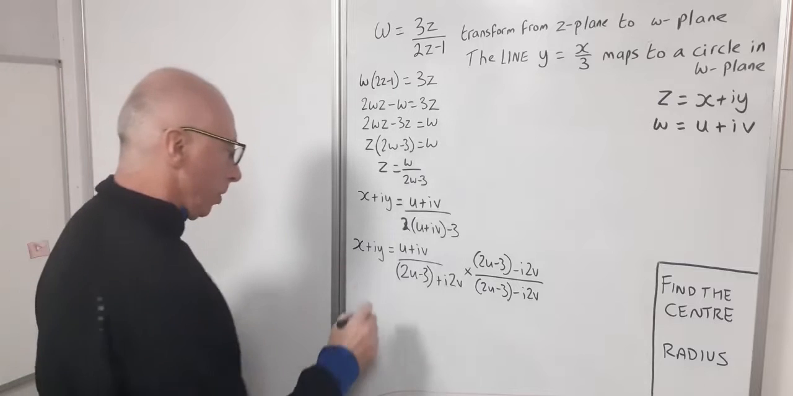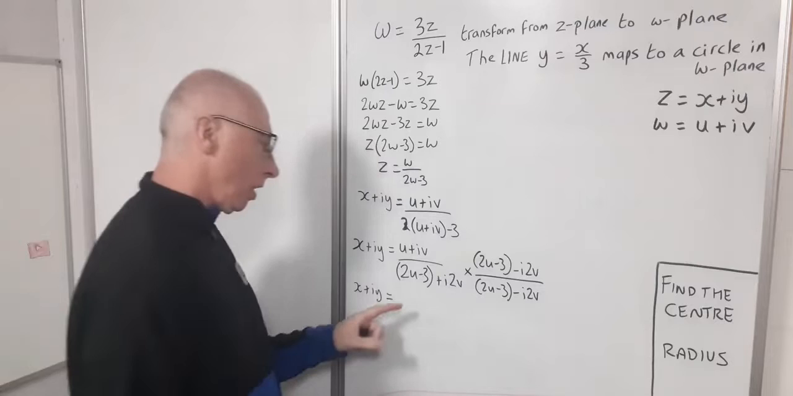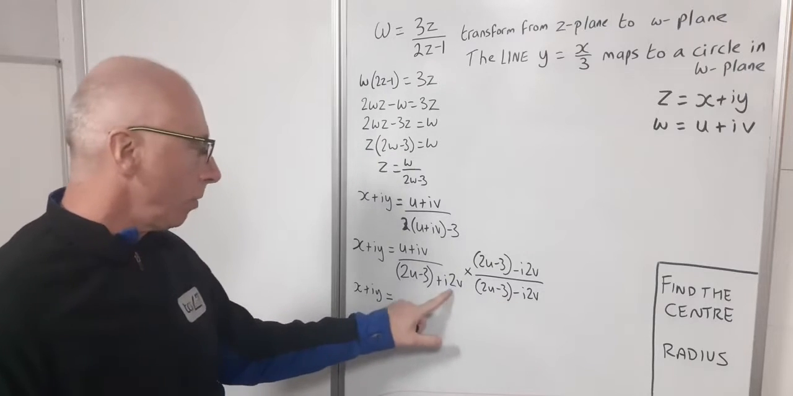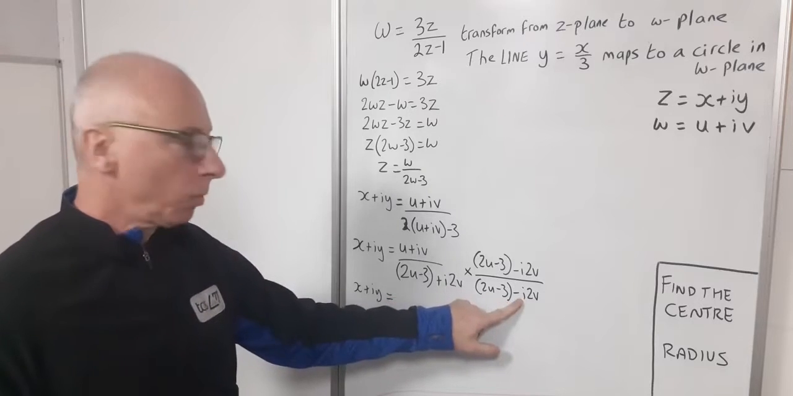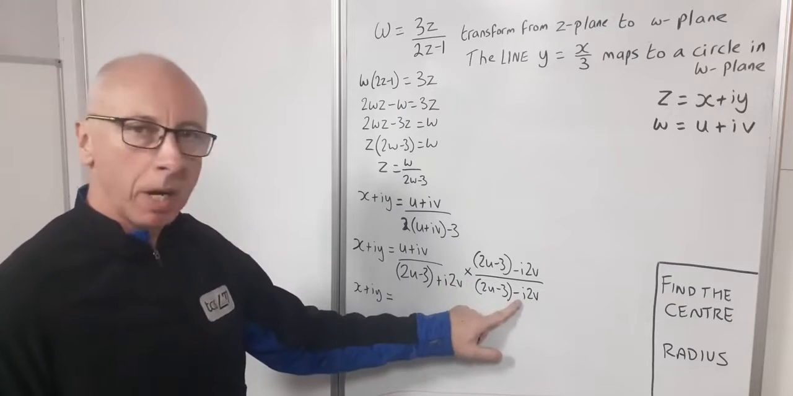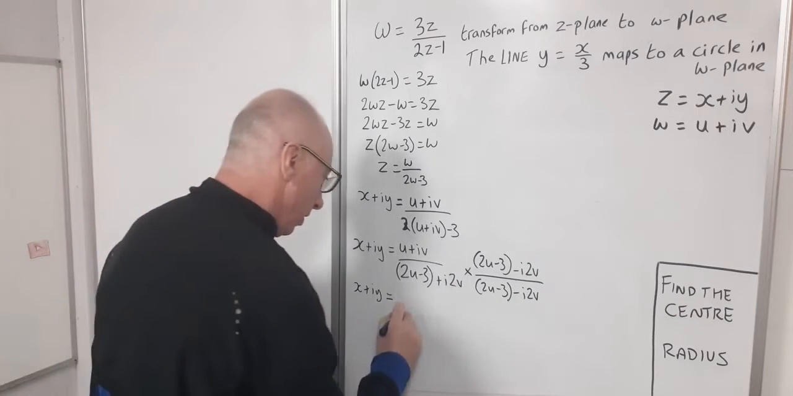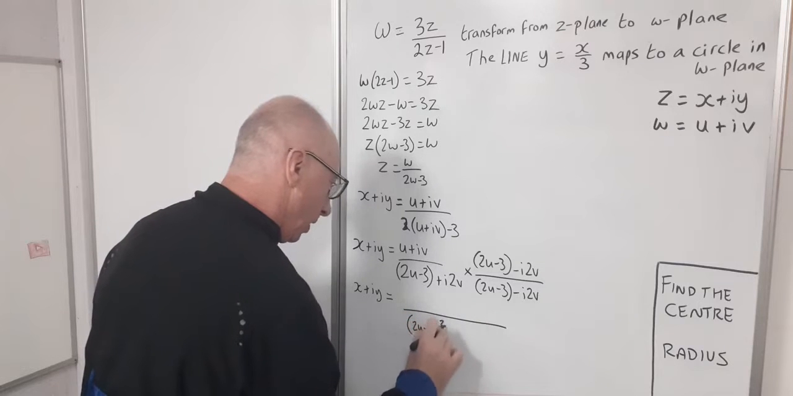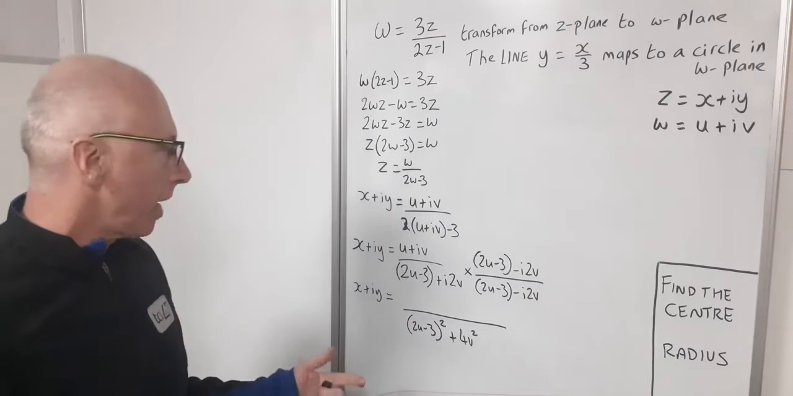So now I've got x plus iy equals. Now let's deal with the denominator. As it's a complex conjugate, I want to get rid of this imaginary part. Plus i times minus i will give me plus 1, because i squared is minus 1, and I'll have another minus. And then I'll simply square 2v, which is 4v squared. So then my denominator will be (2u minus 3) squared plus 4v squared. So it takes care of that.